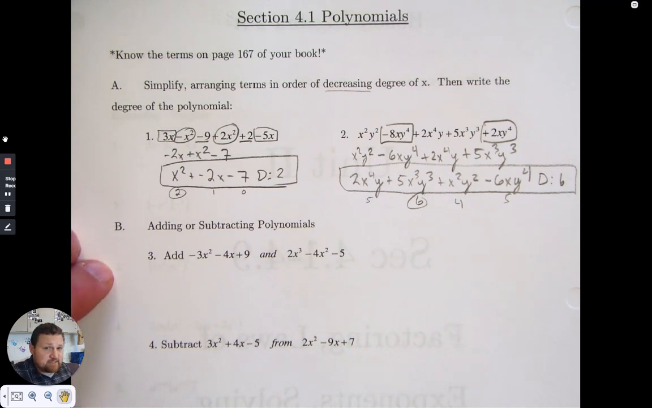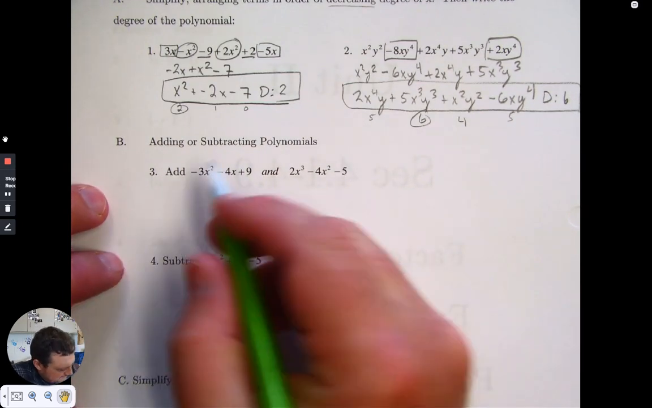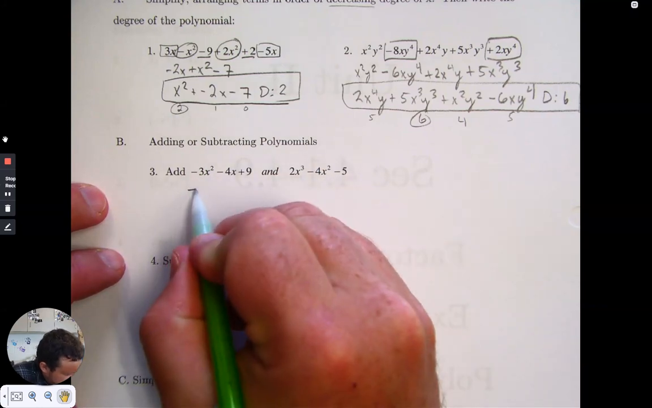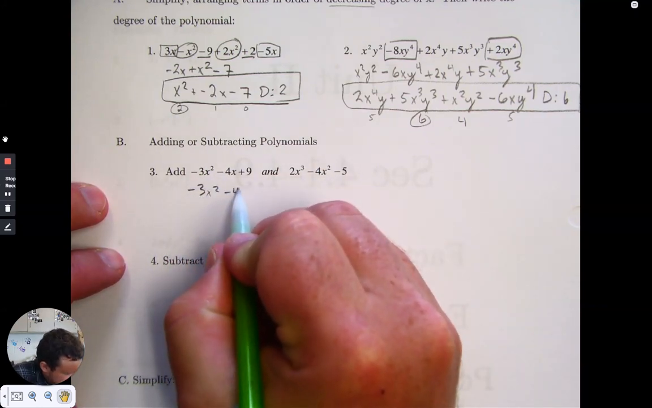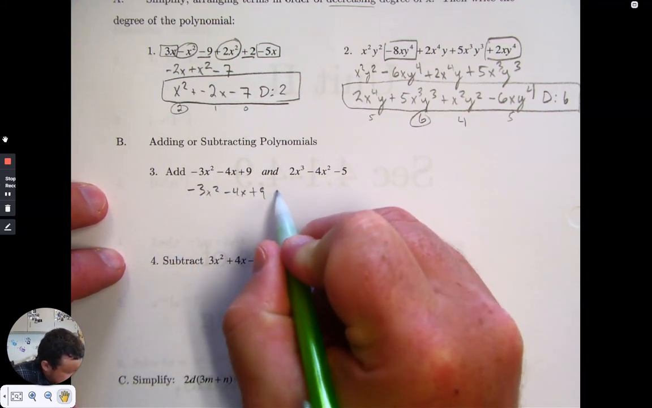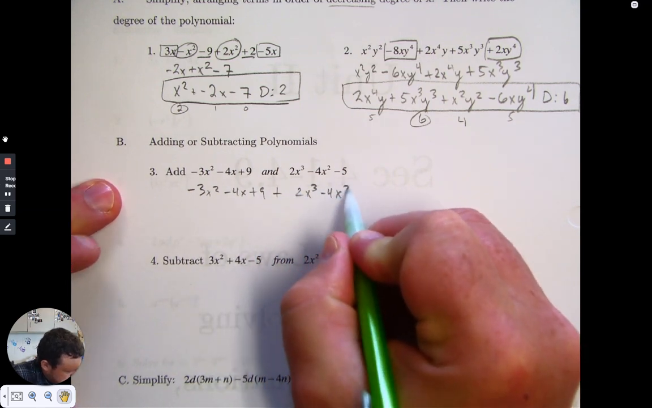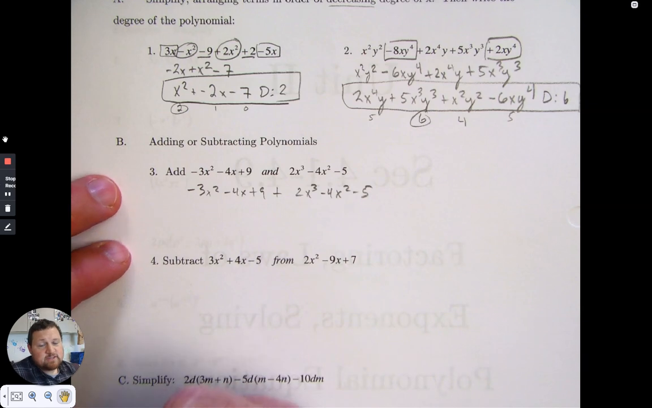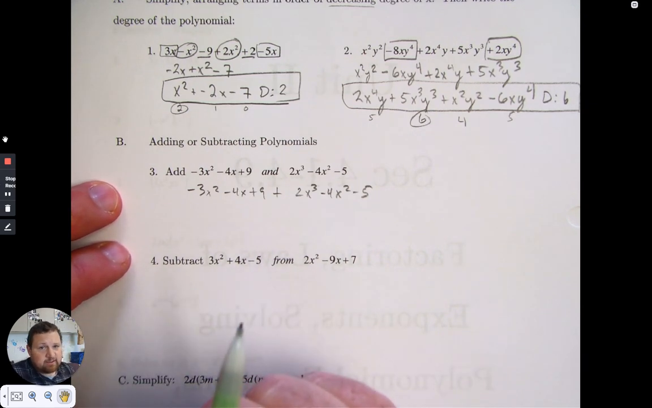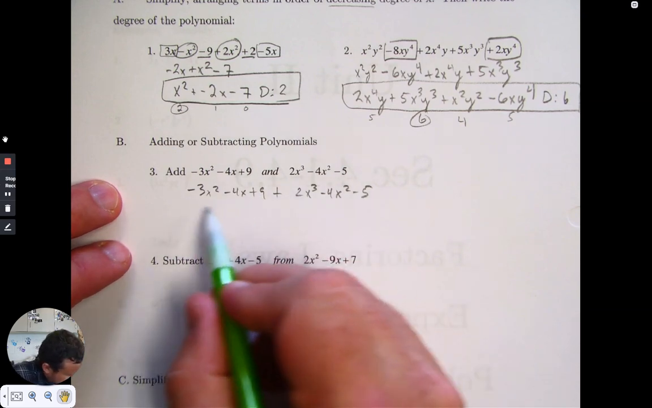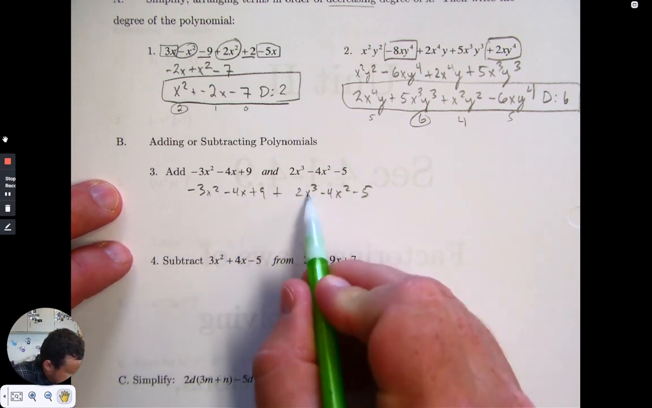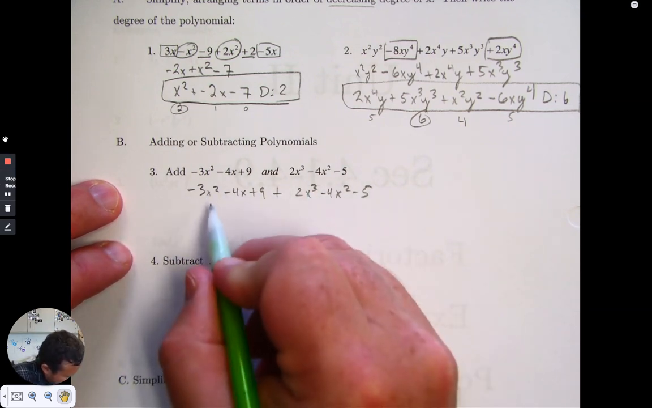Now we're going to look at some of the basic adding and subtracting of polynomials. So when we add them together, it's just simply that, right? Negative 3x squared minus 4x plus 9. And then to that we want to add 2x cubed minus 4x squared minus 5. So now, just like before, we're going to first combine like terms and then make sure we have it written in descending order. So we have an x squared here. We do not have an x squared here.